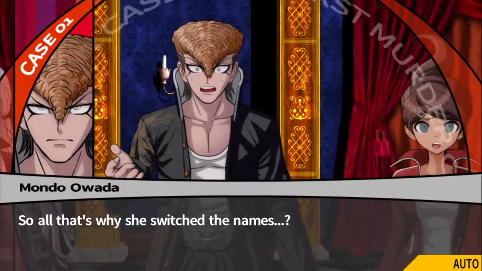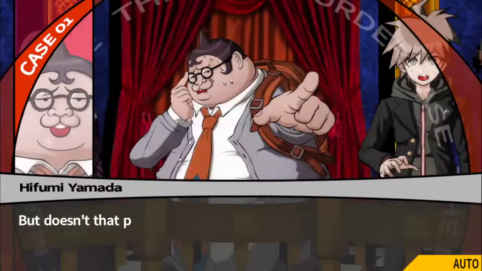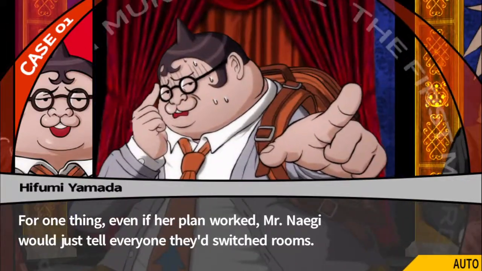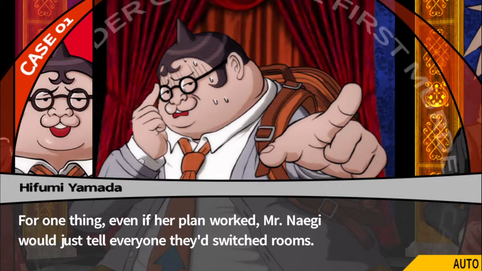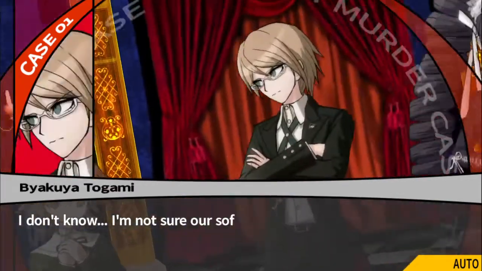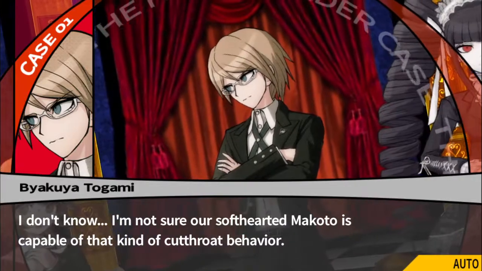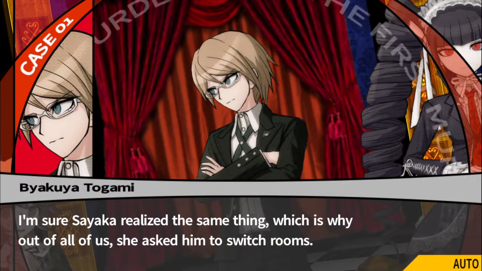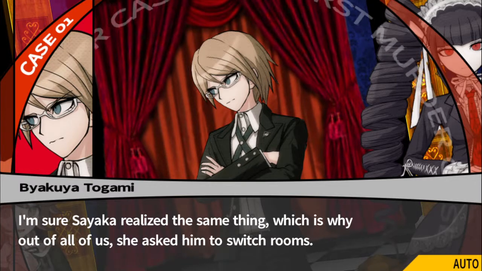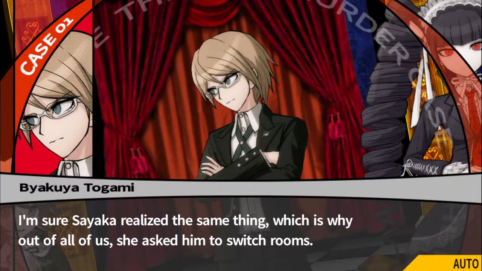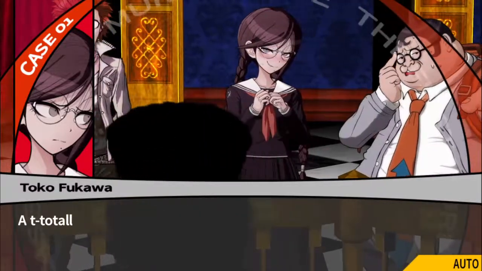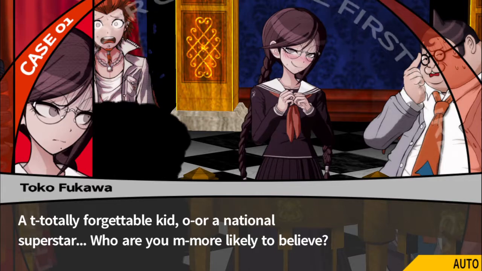So all that's why she switched the names? But doesn't that plan seem a little risky? For one thing, even if her plan worked, Mr. Naegi would just tell everyone they'd switched rooms. I don't know. I'm not sure our soft-hearted Makoto is capable of that kind of cutthroat behavior. I'm sure Sayaka realized the same thing, which is why out of all of us, she asked him to switch rooms. Plus, she was the ultimate pop sensation. A totally forgettable kid. Or a national superstar. Who are you more likely to believe?